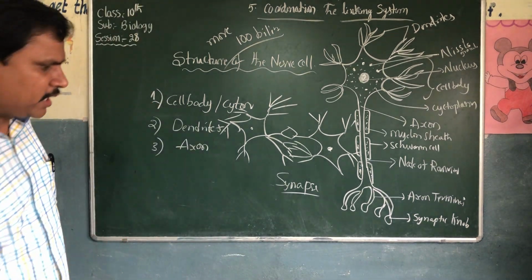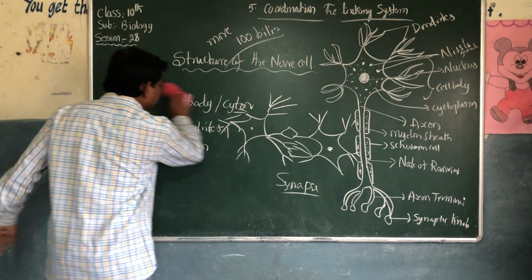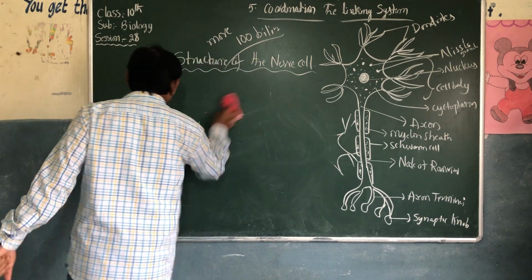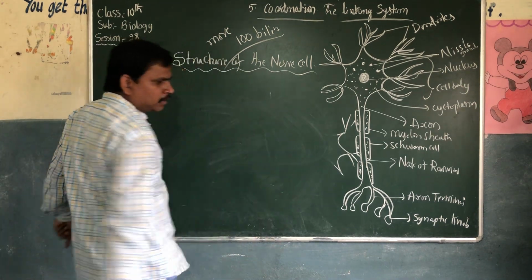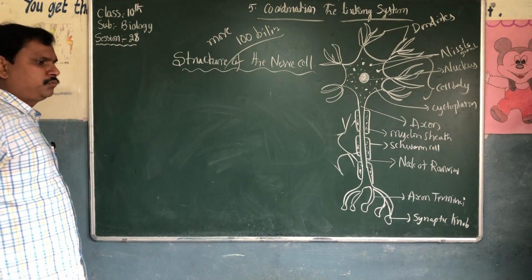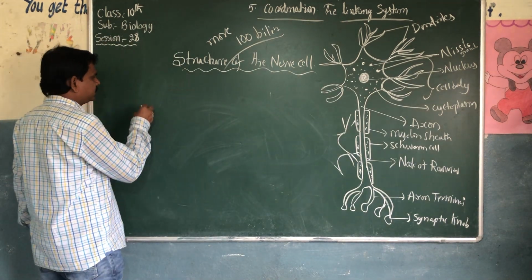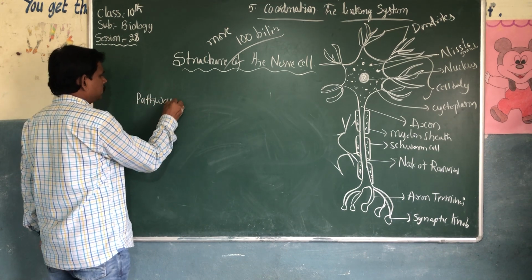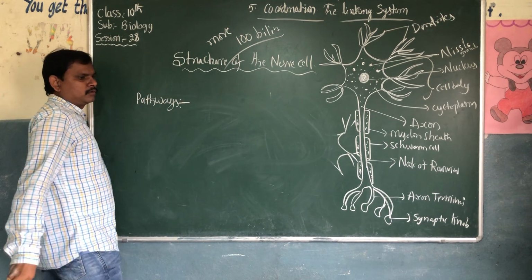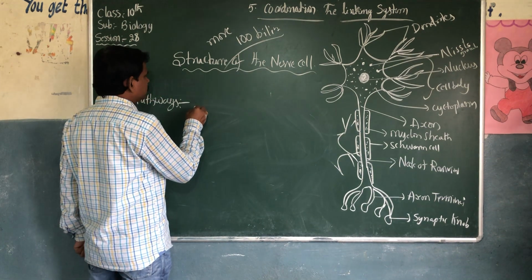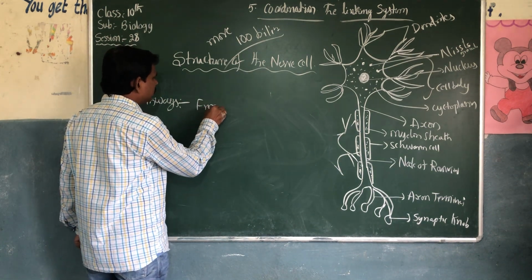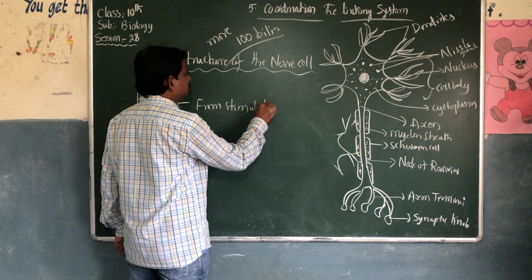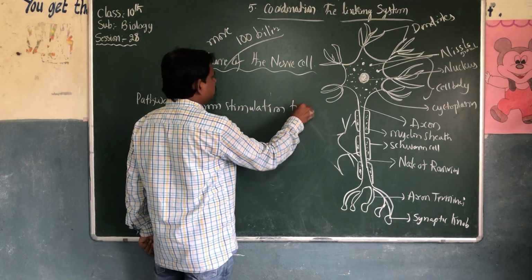Two more side headings are there. We can discuss more headings of these nerve cells. Pathways: from stimulation to respond.